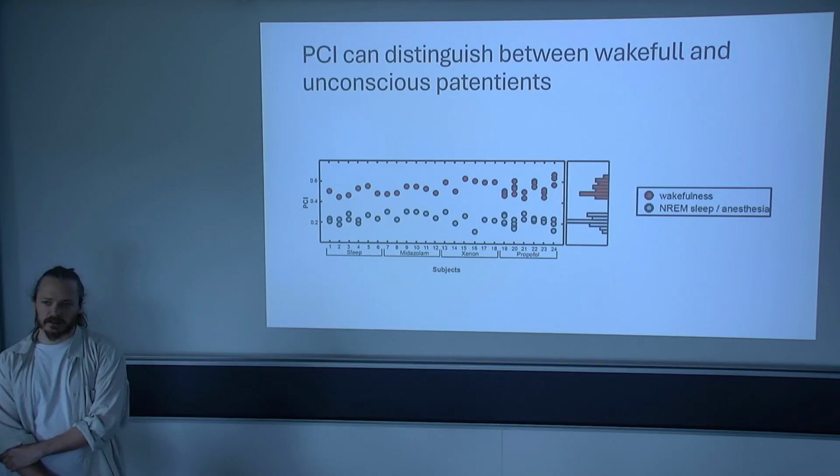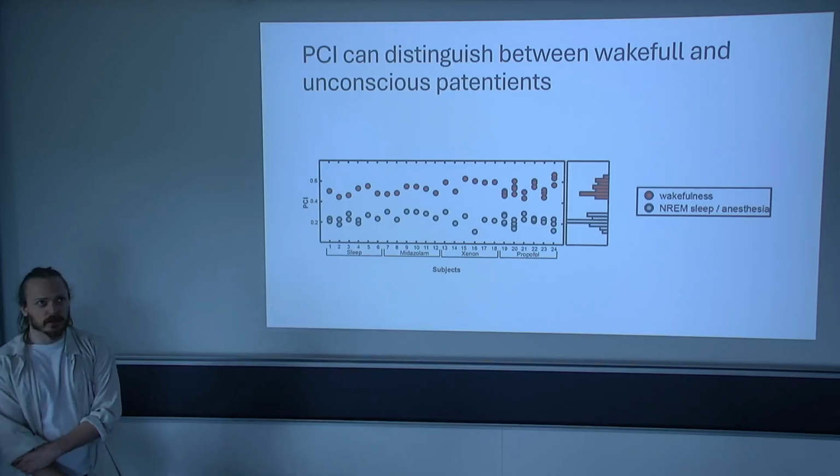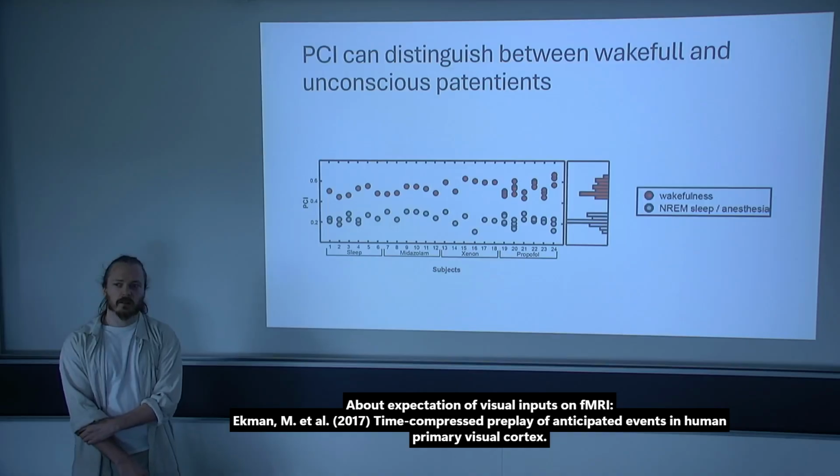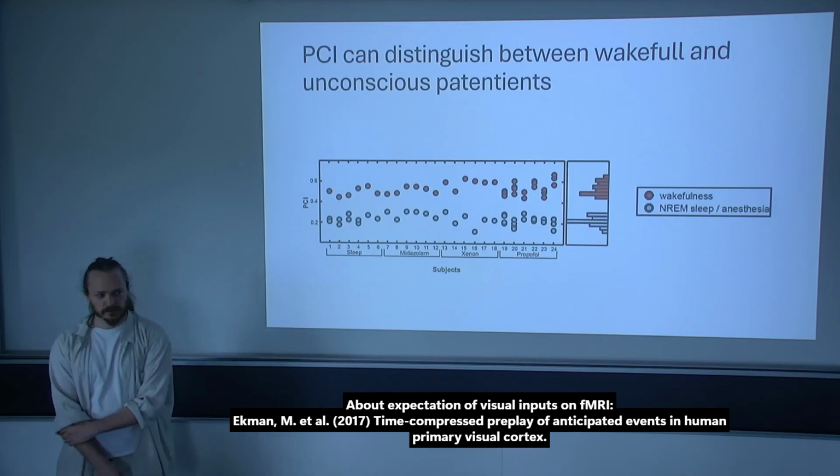Yeah, exactly. That's another interesting thing, because even projected expectations can show up as specific patterns in the primary visual cortex, which is decodable with fMRI. So that's also. I see.